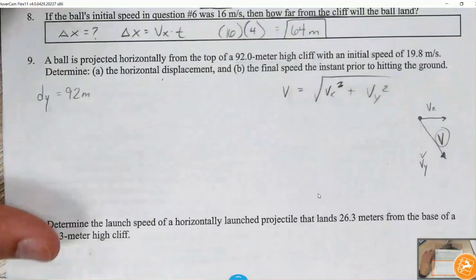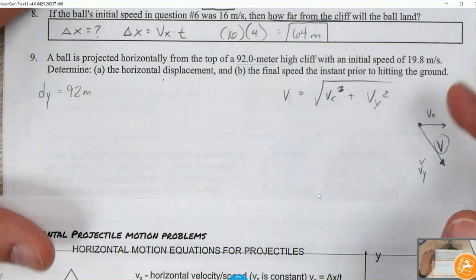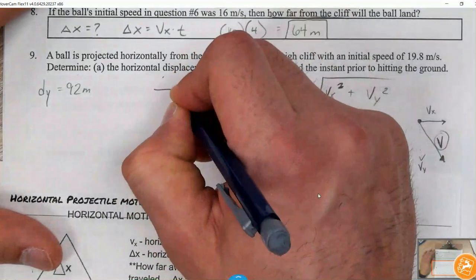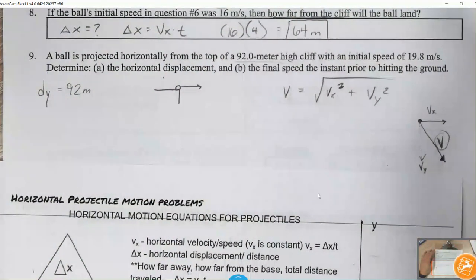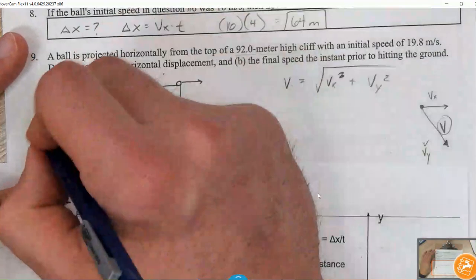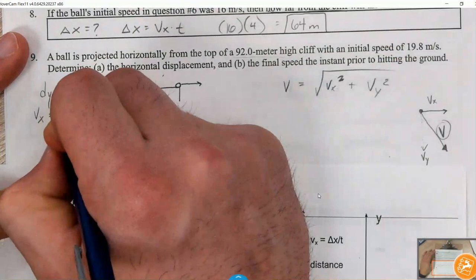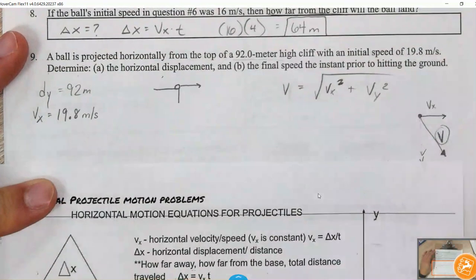And it has an initial speed of 19.8 meters per second. Now, remember, because it's being launched horizontally, it has no Vy, it has no vertical speed yet, right? Because it hasn't left the top of the cliff or the desk or whatever we're rolling it off of, throwing it out of. So all of our speed right this second is this 19.8 meters per second.